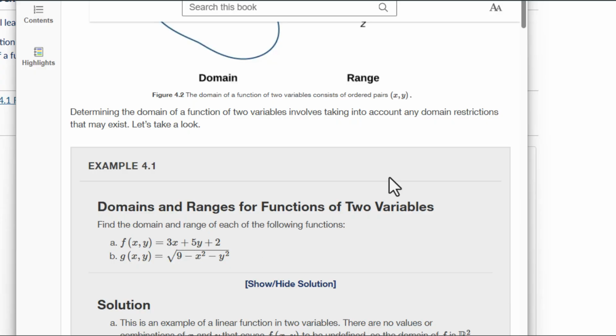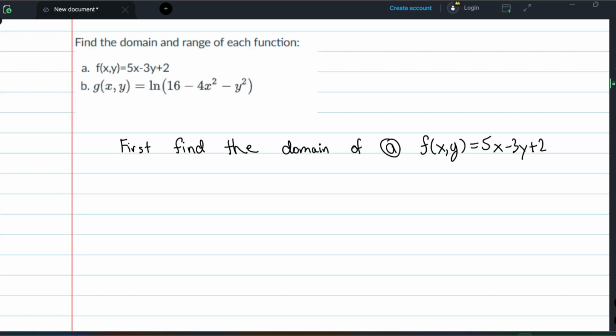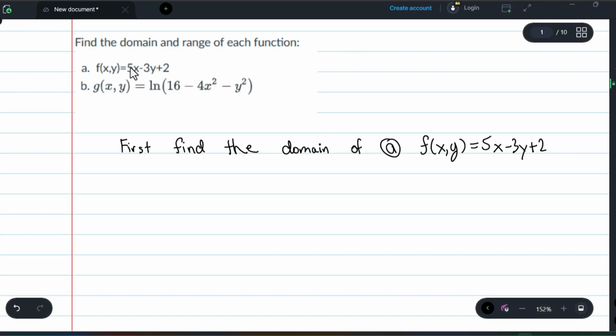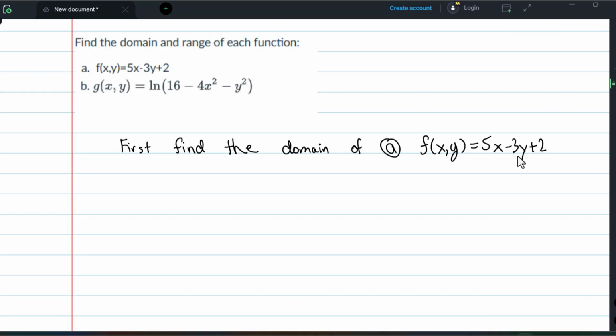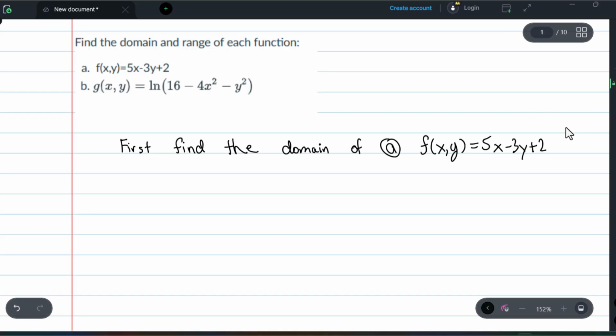So for this first example, I want to take a look at finding the domain and range for this linear function, function f. We'll begin with the domain, which is actually the easiest, because if you look at this, you realize you're allowed to plug in any real number for x, and any real number for y, and in both cases you can multiply, add and subtract numbers without problems, which means there are no restrictions to what you can plug in for your x and y independently. That means your domain is all of the xy plane.